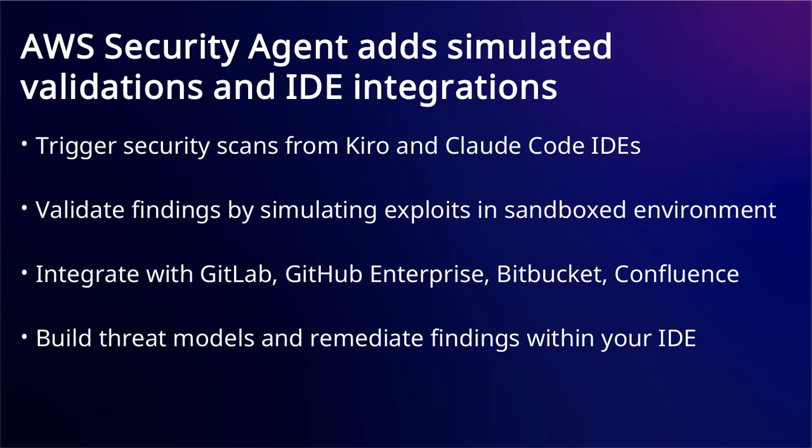Security teams face significant overhead triaging code scanner findings, often dealing with false positives that slow down remediation efforts. Developers also lack the ability to perform security scans and remediation without context switching from their development workflow. AWS Security Agent now addresses these challenges through simulated validations and IDE integrations. You can trigger security scans directly from Kiro and Claude Code IDEs, eliminating the need to switch tools. The service validates findings by simulating exploits in an isolated sandbox environment, providing proof of exploit so you can trust results and minimize false positives.